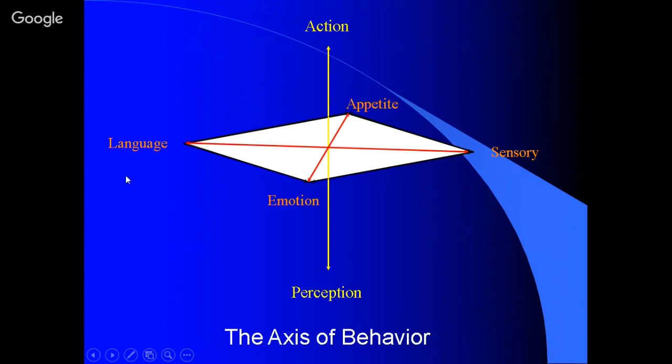And my representational plane includes my understanding through language, my emotions, the representations of my emotions, my appetites, the incoming sensory information of the world in front of me. And all of these things come together to influence my action perceptual access until I, in the end, take some action or don't.